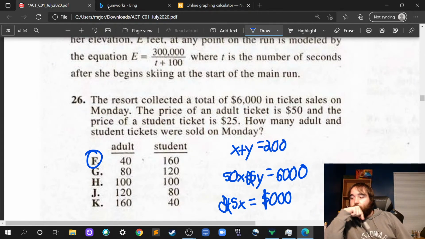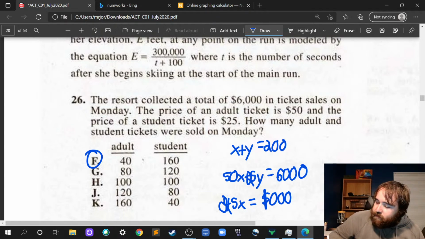Doing math for fun? Yeah, basically. Just working on the ACT.